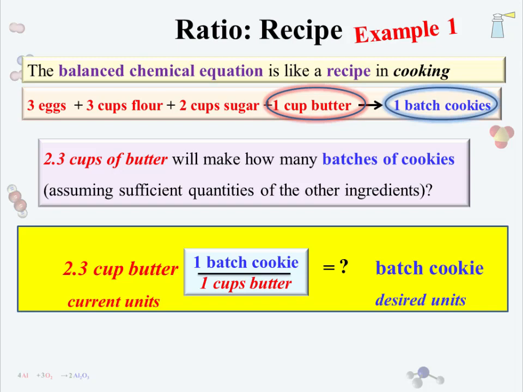The butter is in the denominator so that units of butter cancel out, leaving some simple math and a final answer of 2.3 batches of cookies. Information about batches of cookies from information about amount of butter.